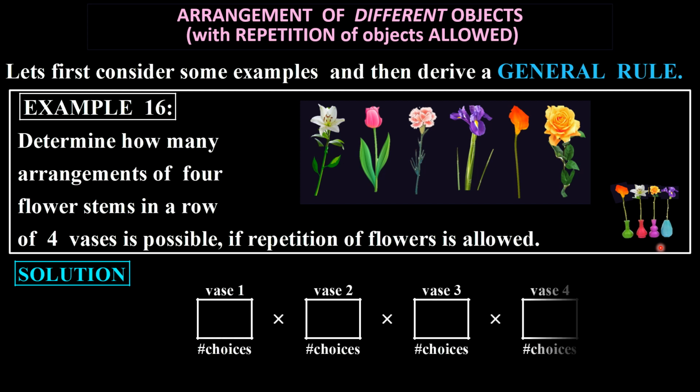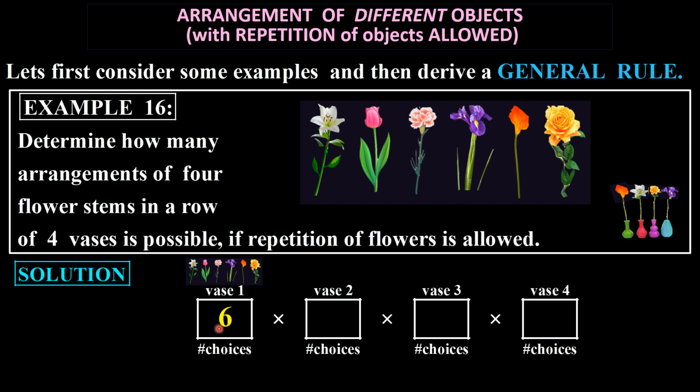First of all, we have 4 flowers. So we choose the first one, and then the next one, and the third one, and the fourth one. So how many flowers do we have available? That's correct, we have 6. So I can choose any of the 6, right?